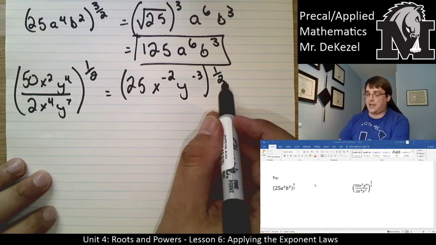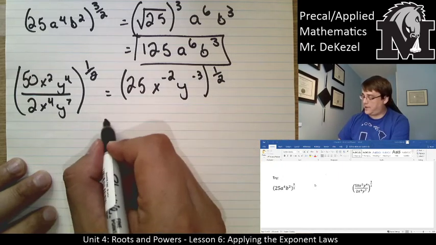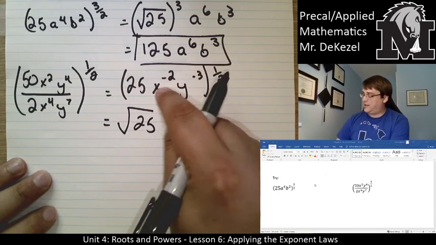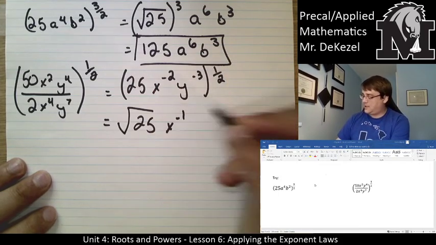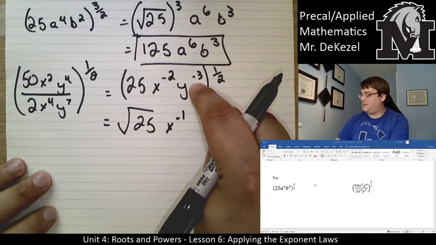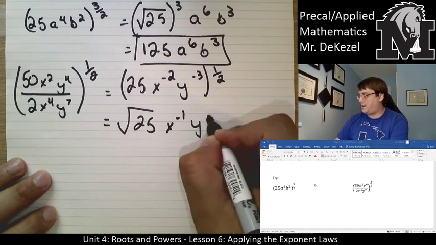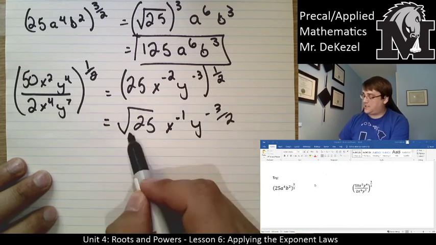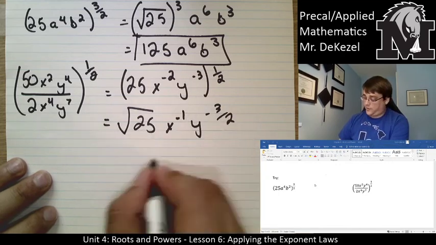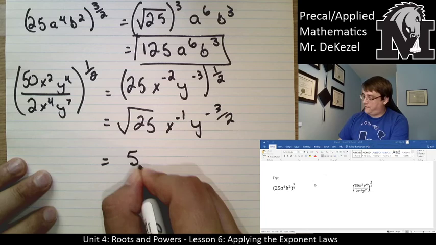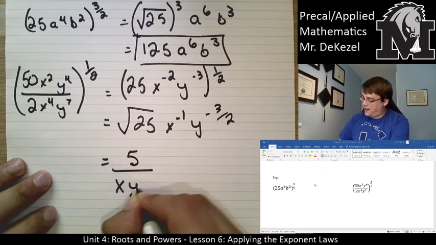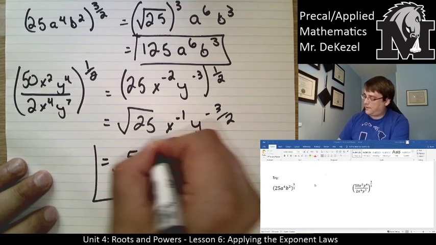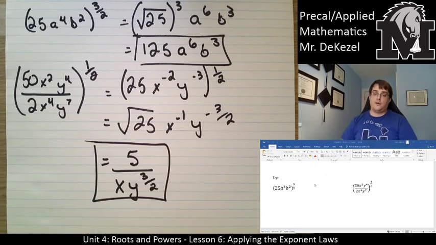We're then going to apply that exponent in here. So we would have the root of 25, minus 2 times a half, that's x to the minus 1. And then y to the negative 3 times a half, that's y to the negative 3 halves. We are then going to make these positive and complete our square root. We would be left with 5 divided by x times y to the power of 3 halves. And that would be the final answer.